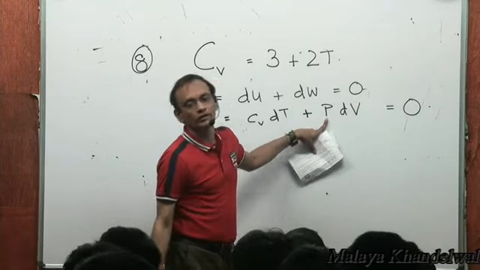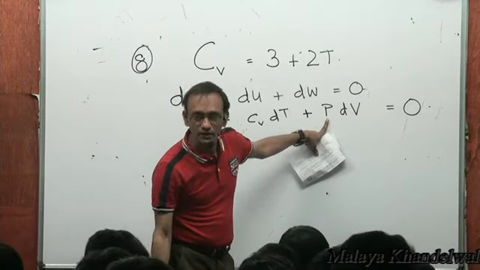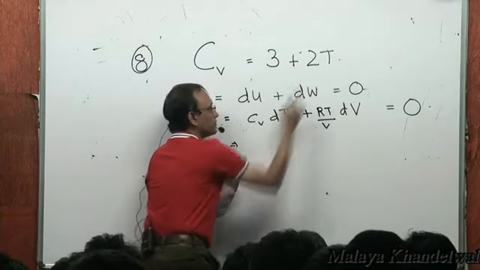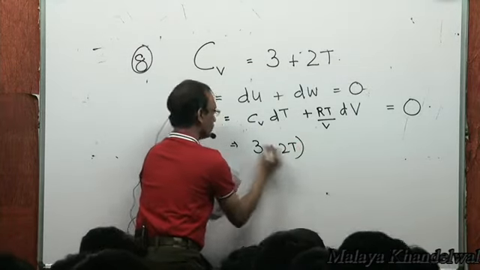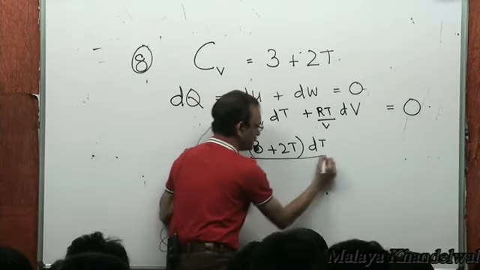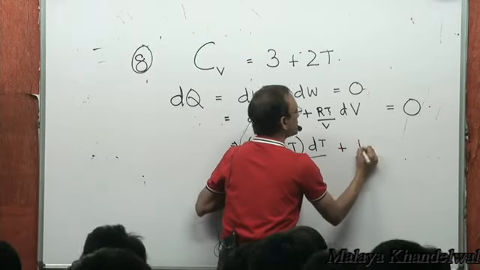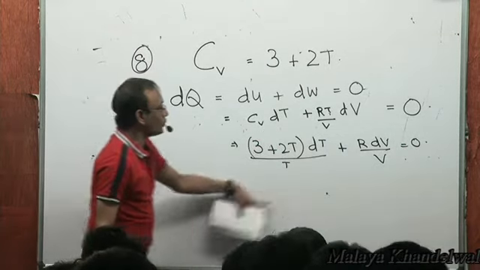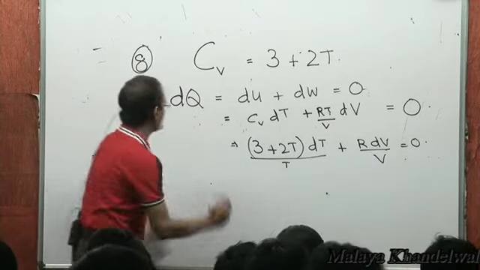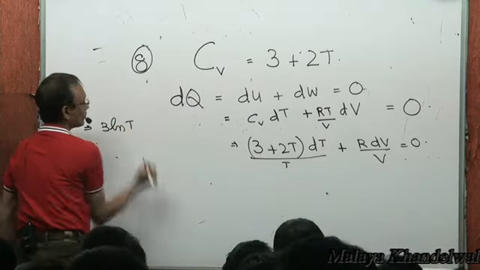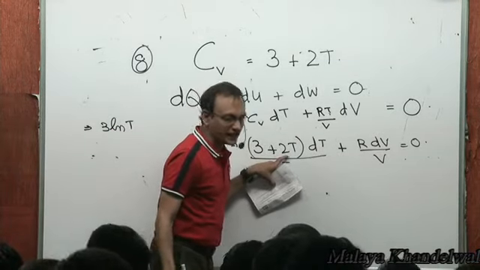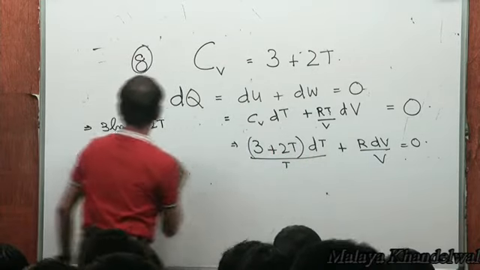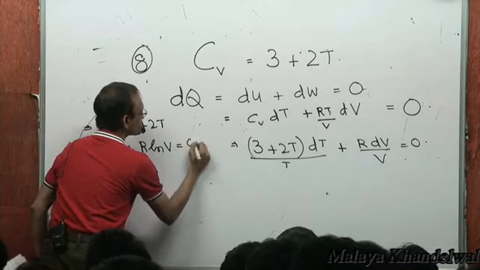Now, P for 1 mole can be written as RT by V. And this Cv can be written as (3 plus 2T) dT. If I divide by T, I can bring this T below, plus R dV by V must be 0. How about it? Now, when I integrate, 3 by T would give me 3 log T. 2T by T is 2, so when I integrate, I get 2T. This is R log V. That must be constant.